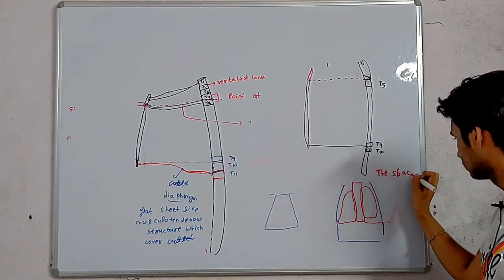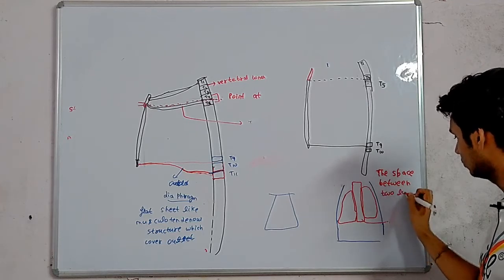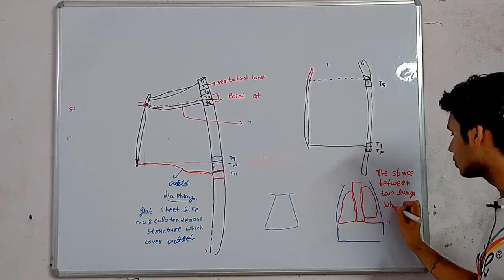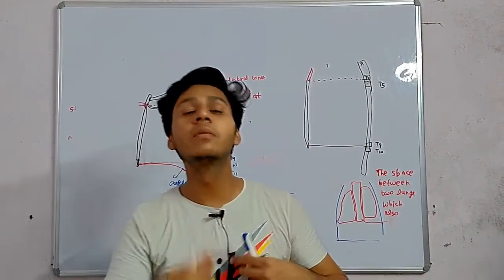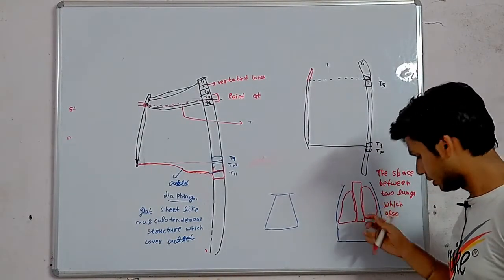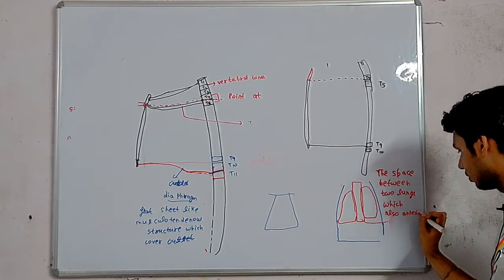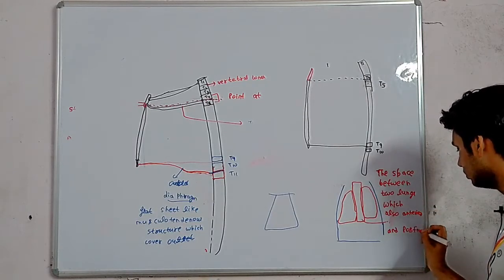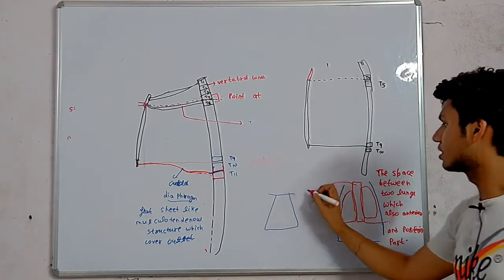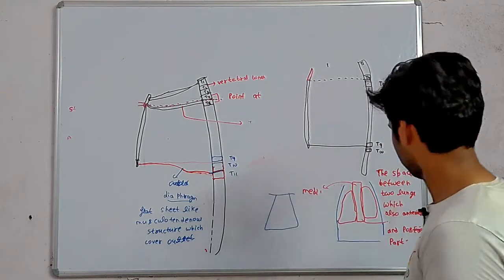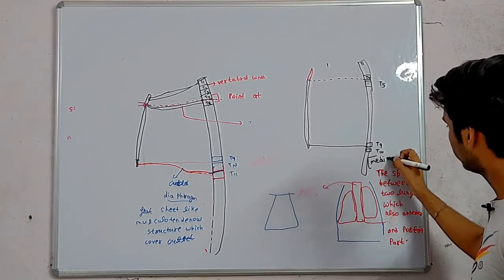The space between two lungs, which also includes, now we know this is the space between two lungs, but it also includes some anterior part, like just behind sternum, which also includes some anterior and posterior part. Done. This space is called mediastinum.